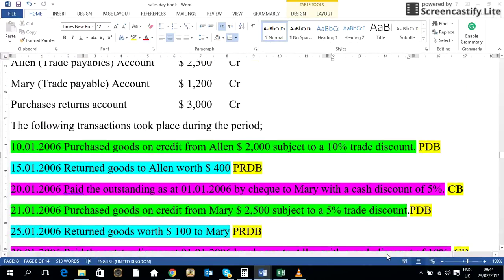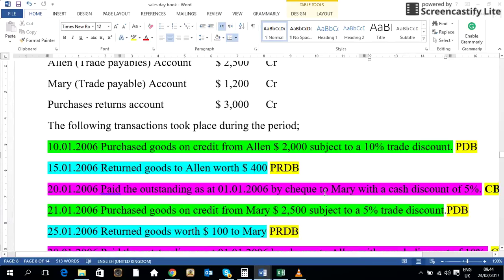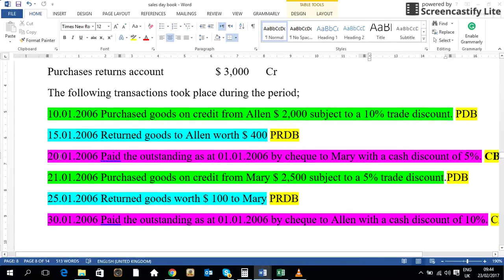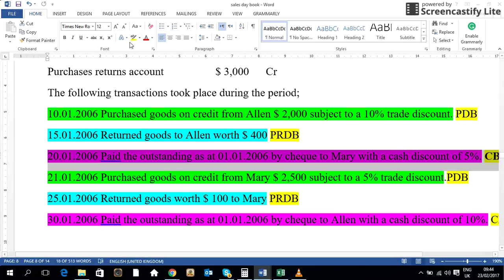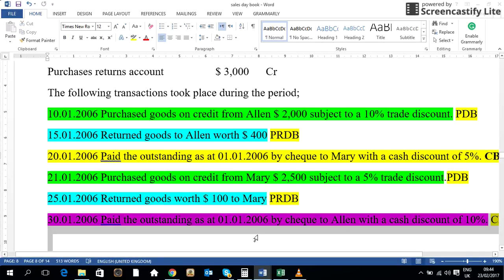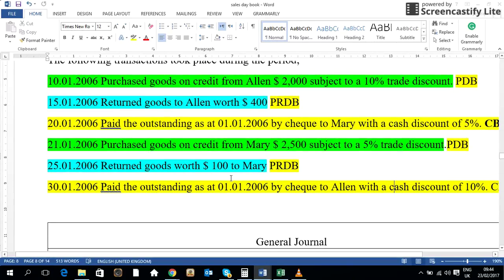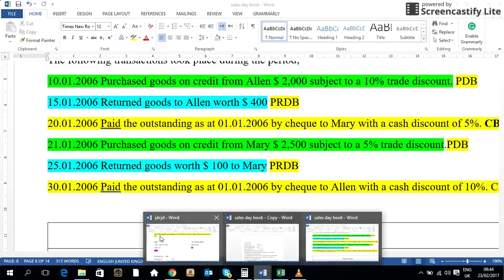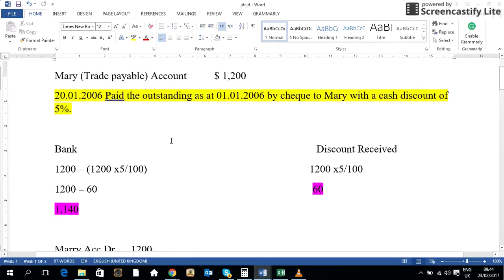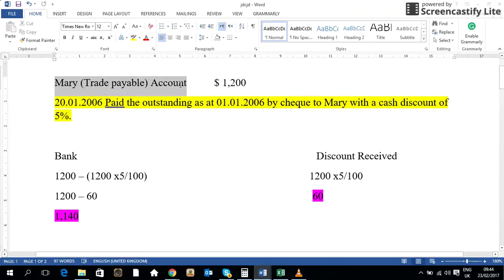Okay. Now let's focus on the 20th and the 30th transaction. It says here, paid the outstanding as at 1/1/2006 by check to Mary with a cash discount of 5%. Let's see how to complete this. So first you need to find what is the opening balance for Mary. The opening balance was 1,200 at the beginning of the year.